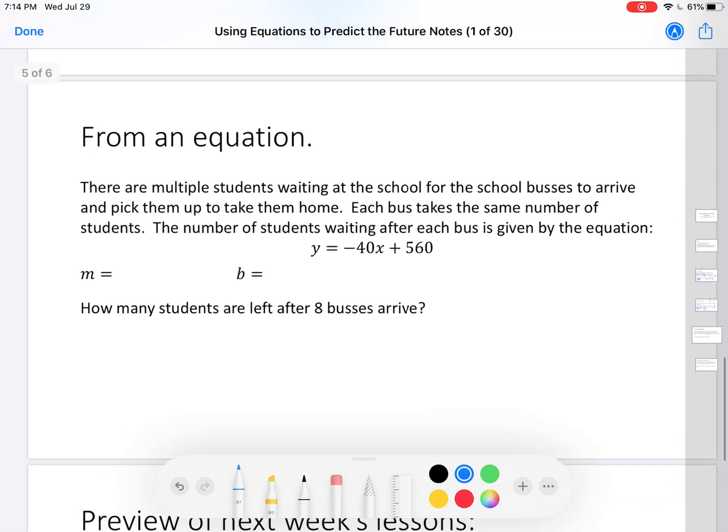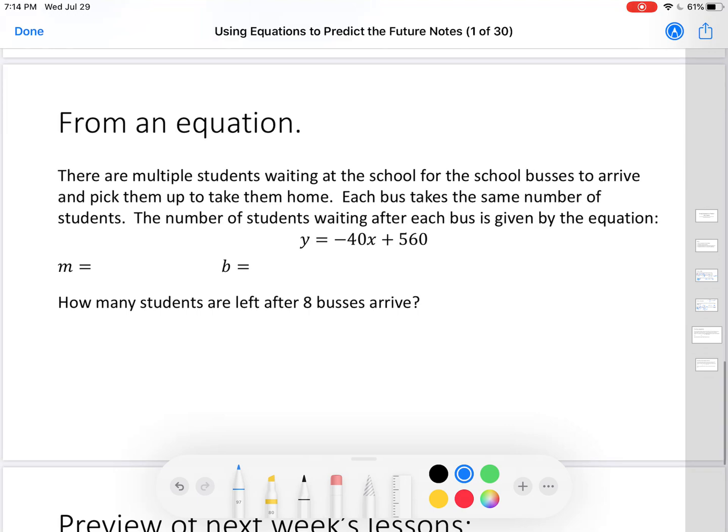All right, now from an equation. Well, this should be simple. You don't even have to write the equation. There are multiple students waiting at the school for the school buses to arrive and pick them up to take them home. Each bus takes the same number of students. The number of students waiting after each bus is given by the equation y equals negative 40x plus 560.